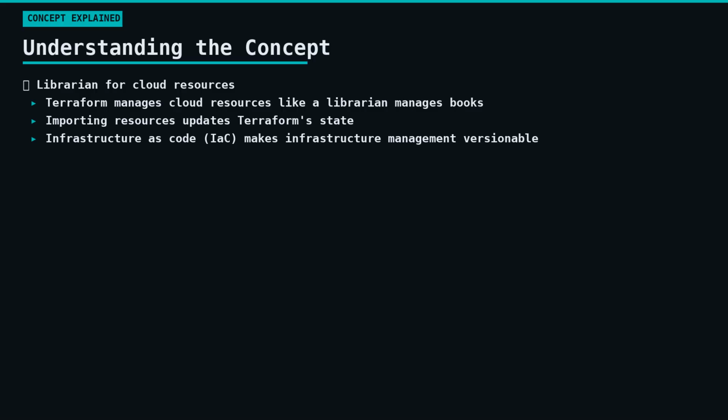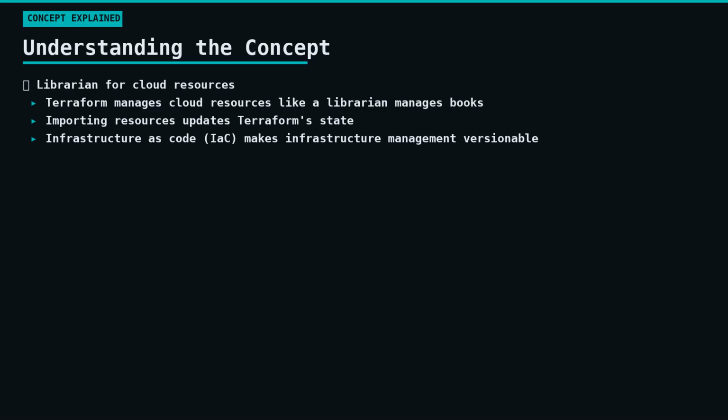Terraform is like a librarian for your cloud resources. It keeps track of all your resources and configurations in a file, making it easier to manage and maintain them. Think of it like a map for your garden, where each plant, resource, is marked and described. Terraform uses a concept called state to keep track of your resources. When you import existing resources, Terraform updates its state to include these new resources.